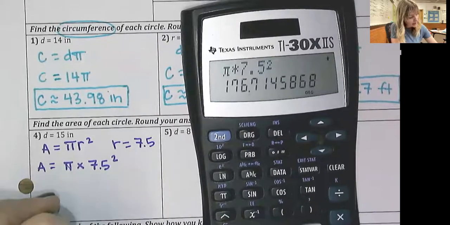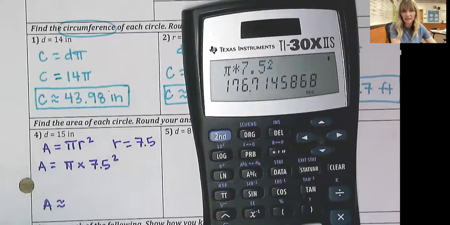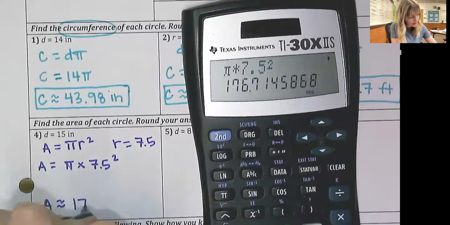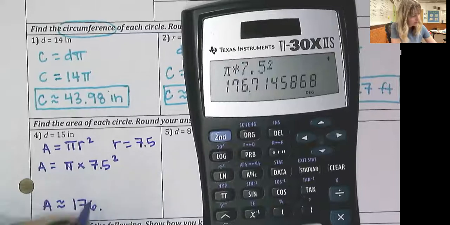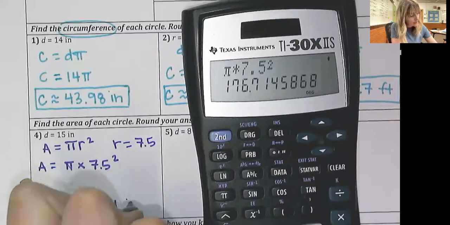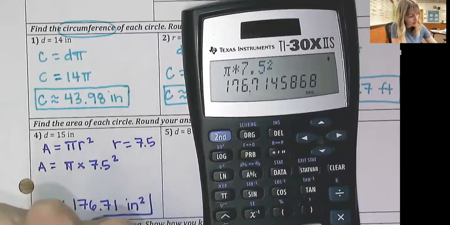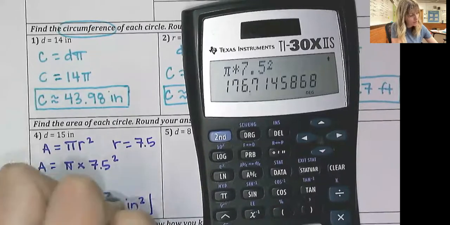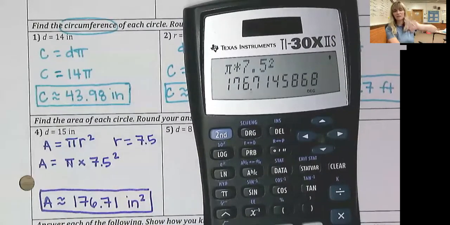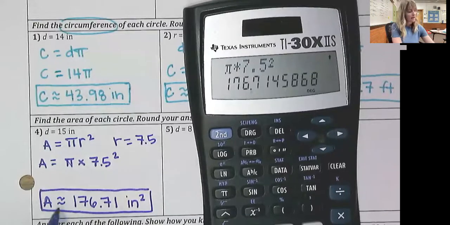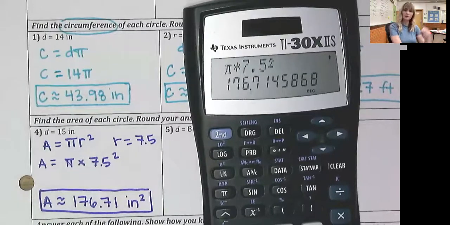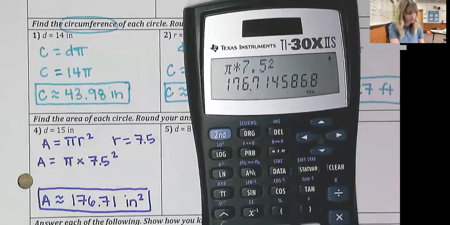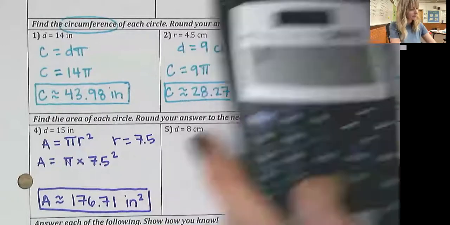And the area is approximately, I'm rounding right now, 176.71 inches squared. Circumference is just inches because it's just a distance around. Area is inches squared because it's how many squares it takes to fill it up. Okay, let's try that again.